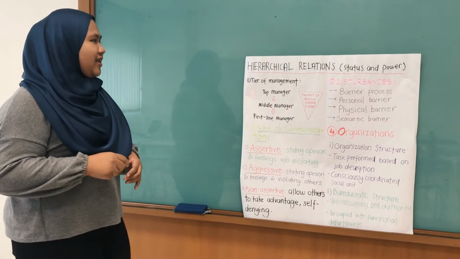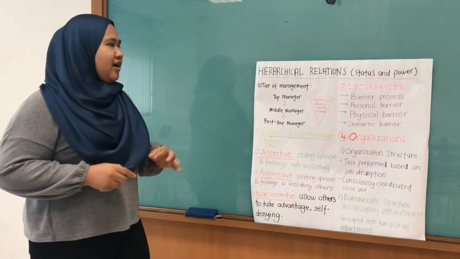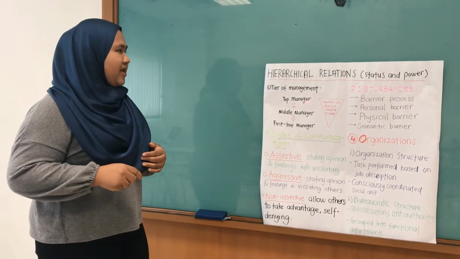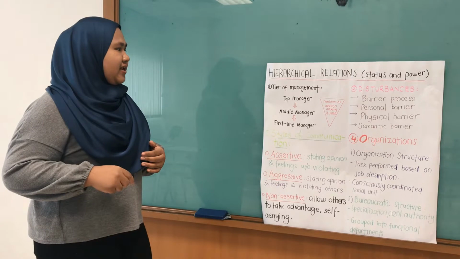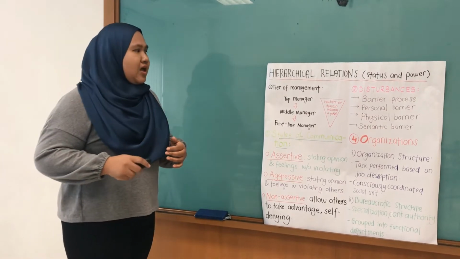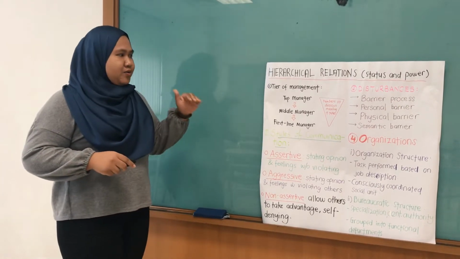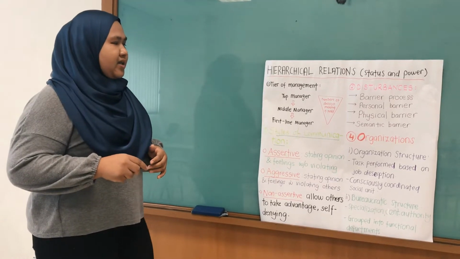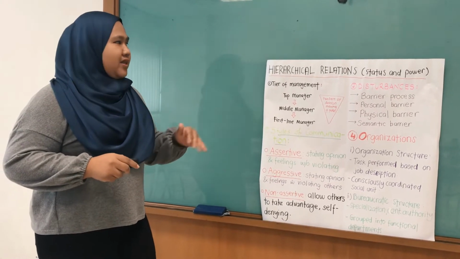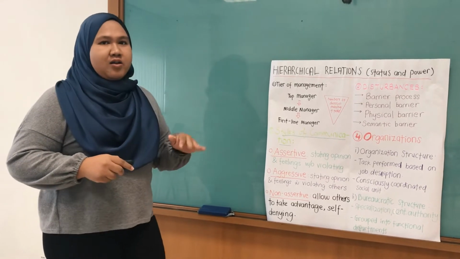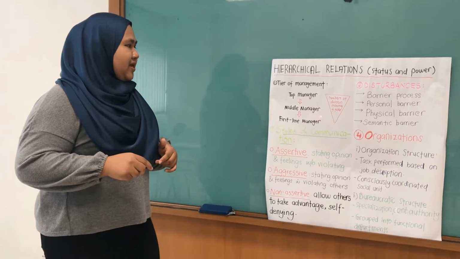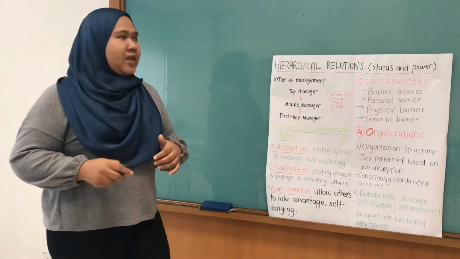I explained regarding the tier of management. There are three stages, which are the top manager, middle manager, and also the first line manager. According to this tier, the number of decisions made started with the top manager, where all decisions are mostly made by the top manager, followed by the middle manager and the first line manager.